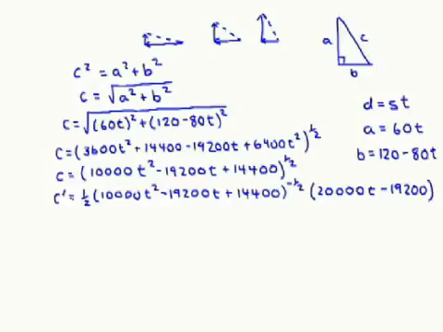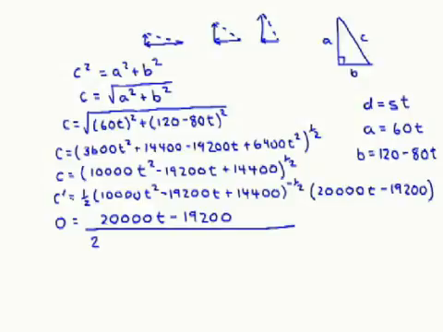And I've also taken that derivative and written it in slightly different form. So 0 is equal to 20,000t minus 19,200, and that's all being divided by 2 times 10,000t squared minus 19,200t plus 14,400, all raised to the 1/2.